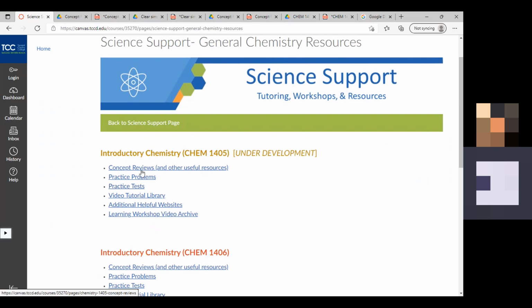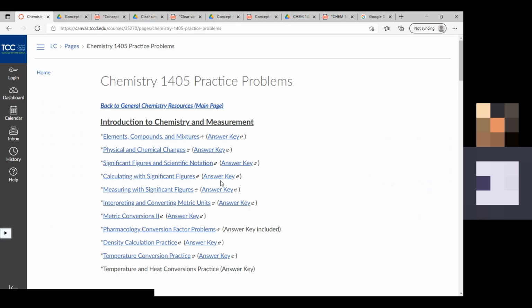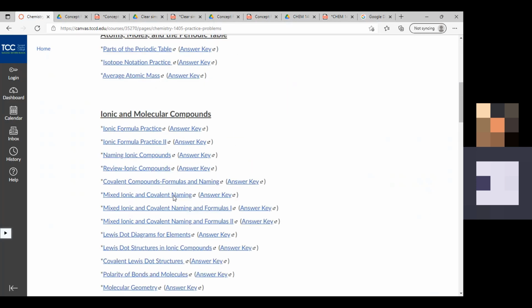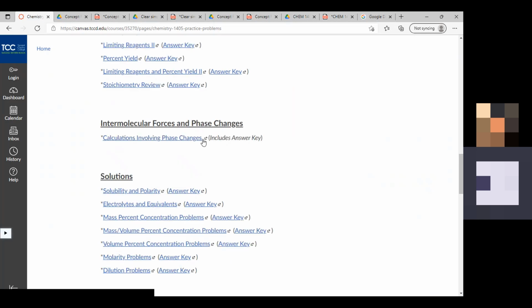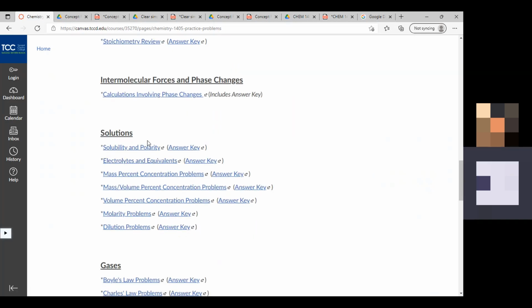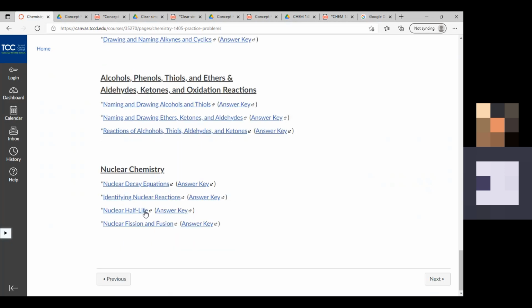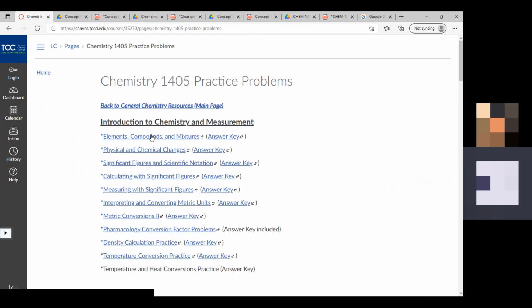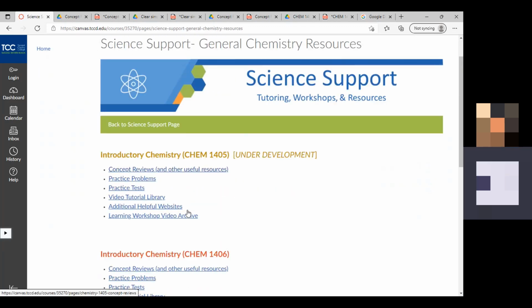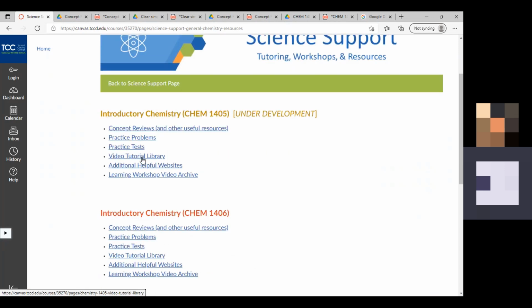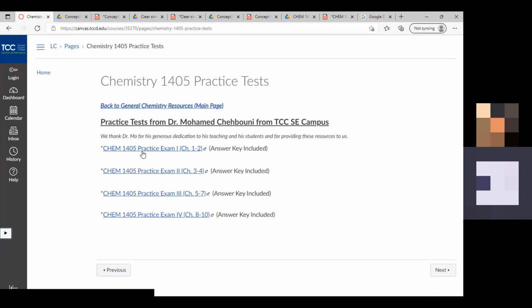Up here we have all the chapter overviews or concept overviews for each of the different types of concepts you deal with in your class. There's an entire library of practice problems with answer keys, and the answer keys are completely worked out so you can see. So chemical reactions and quantities, intermolecular forces and phase changes, solutions, gases, acids and bases, organic chemistry, etc. There's lots of different stuff up here. I'm also working on the video tutorial library, which is not online yet, but there is a group of practice tests, including this one, and the answer key is included.